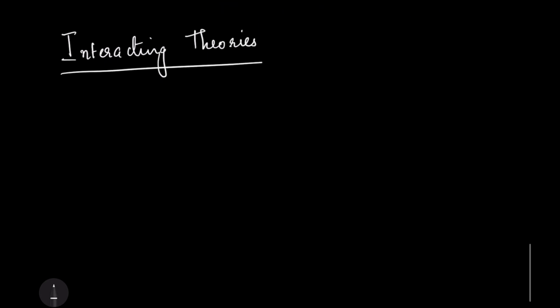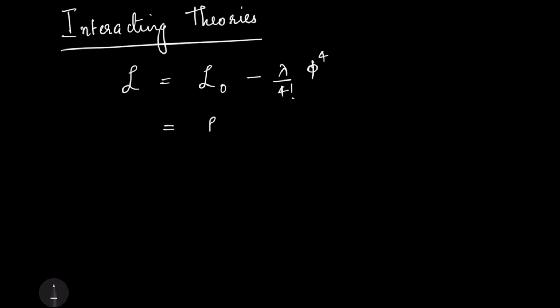Interacting theories. The simplest case of interaction is where the Lagrangian is equal to the Lagrangian of the free scalar field theory, and then I will add some interactions which are of higher order. In free scalar field theory we have a quadratic potential, so something higher than that will be the quartic potential, right? Then I can write the Lagrangian of the free scalar field theory plus the Lagrangian coming from the interaction, right?